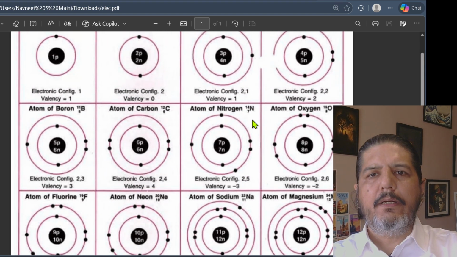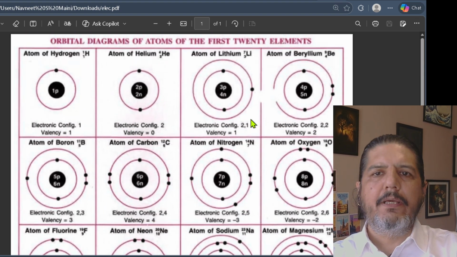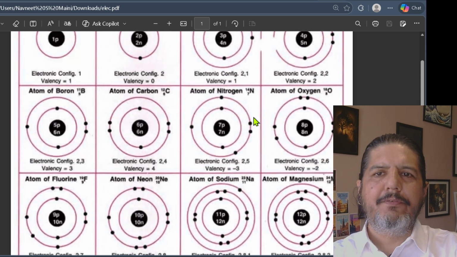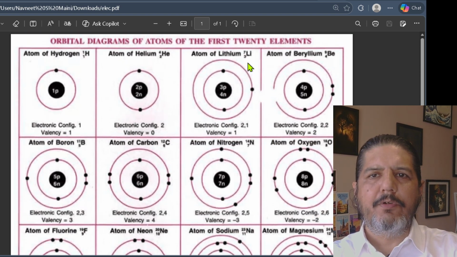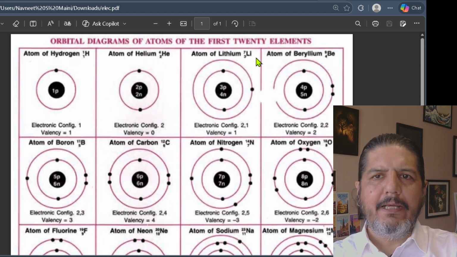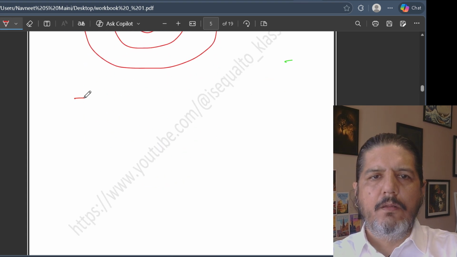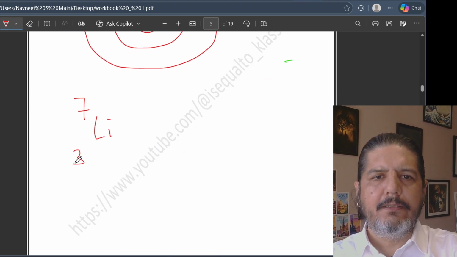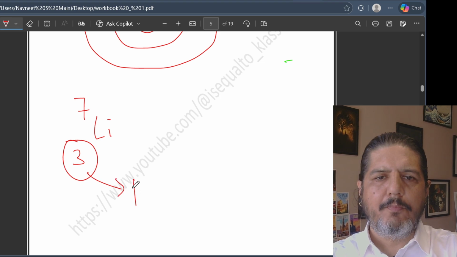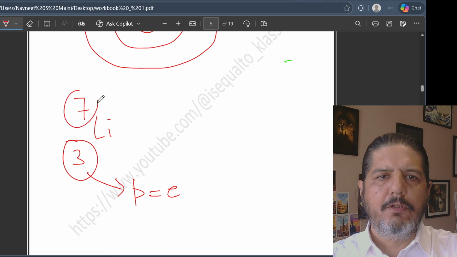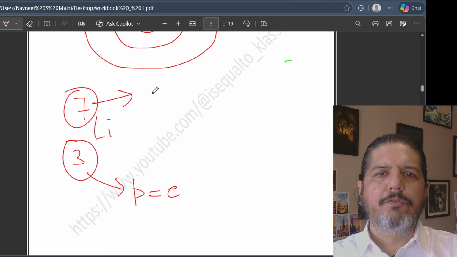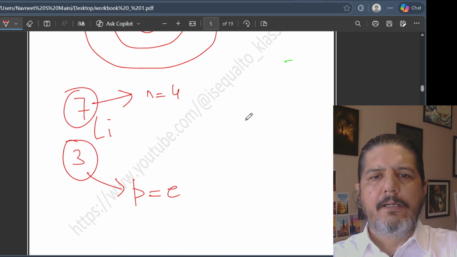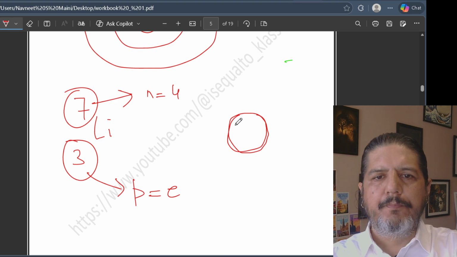Let me take, say, another simple example. You can take lithium. So, for example, 7 Li 3. So, 3 would be the number of protons and the number of electrons. From here, I'll get the neutrons. The neutrons would be equal to 4. So, I'll have 3 protons and 4 neutrons sitting here.